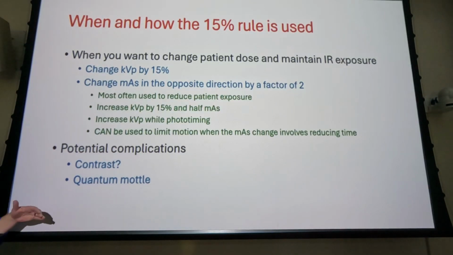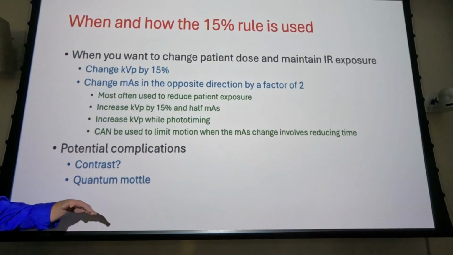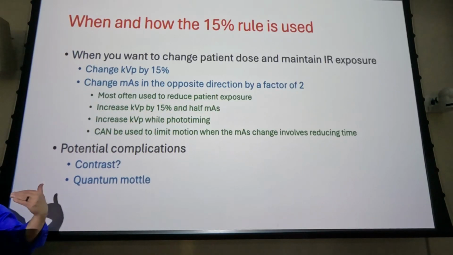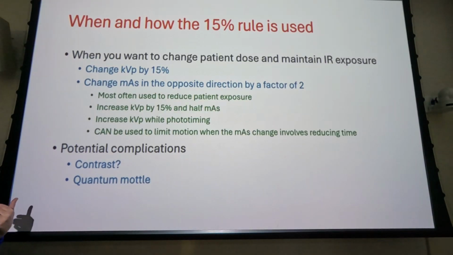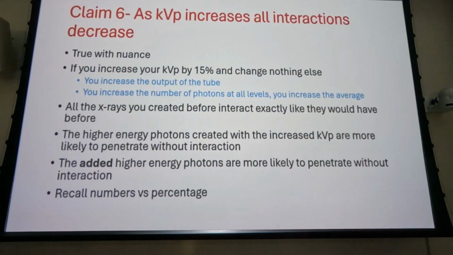About the only way that you're going to get to quantum mottle is the most minimalist kVp with as low an mAs as you can get. You're just not getting any exposure to the image receptor at that point. So within a reasonable range, you may never see quantum mottle except in a textbook. So there are potential complications, probably not.